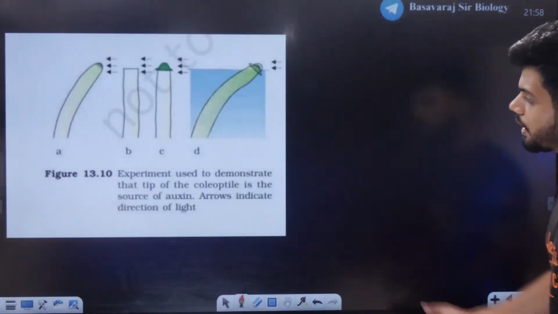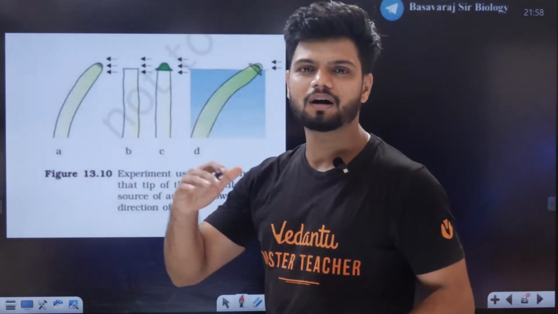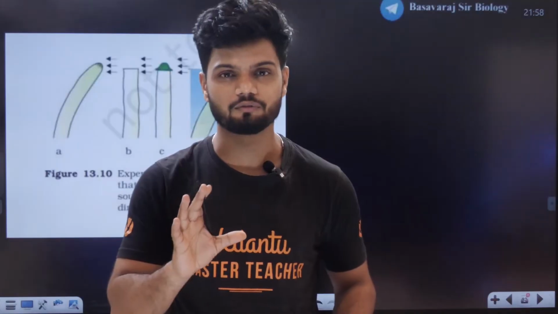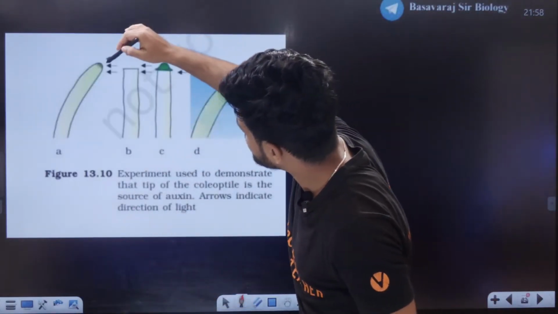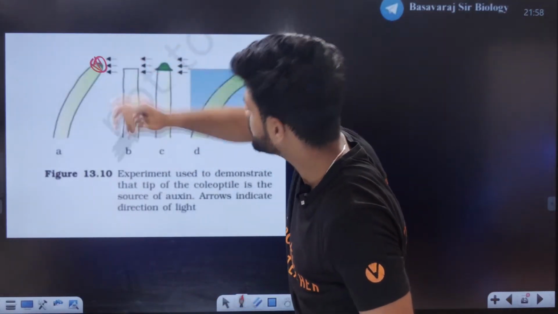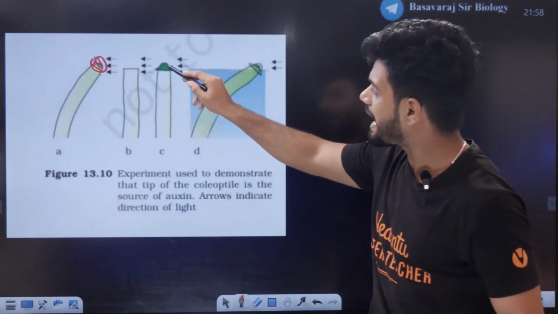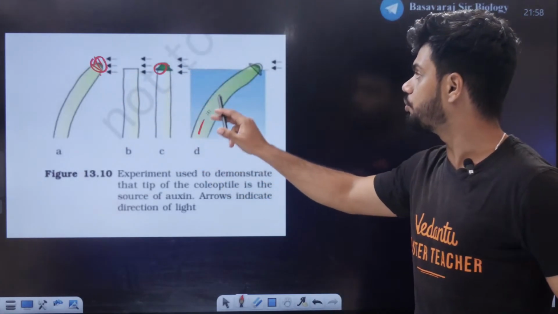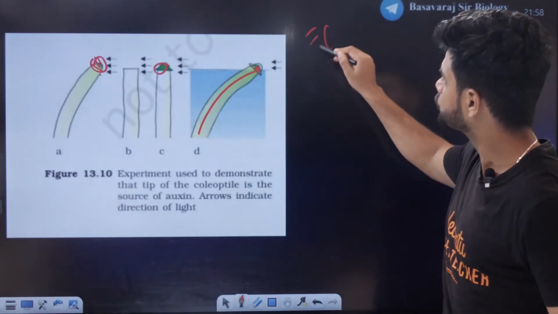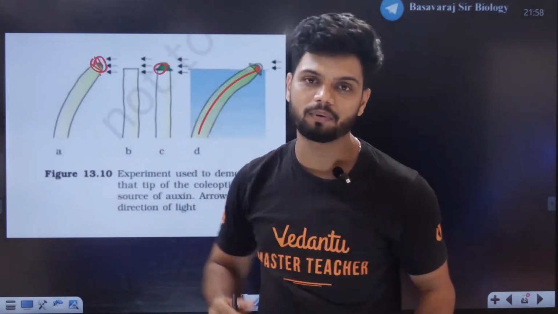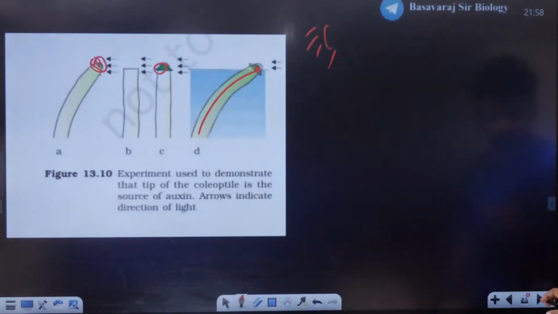This is an example of the curvature test for auxin, the detection and discovery of auxin. Auxin is located in the tip region here. When we cut the tip, no growth. If I cut the tip and add it on the top, it can grow towards the light. Why? Because auxin is present at the shoot tip and the root tip.